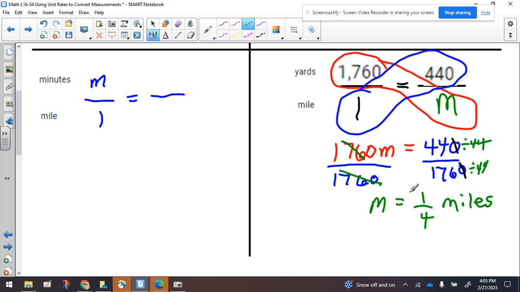I'm going to put this number, 1/4 miles, on the bottom. And don't be intimidated by the fact that it's a fraction. We're still going to work with it. We don't want to get scared over stuff like that.